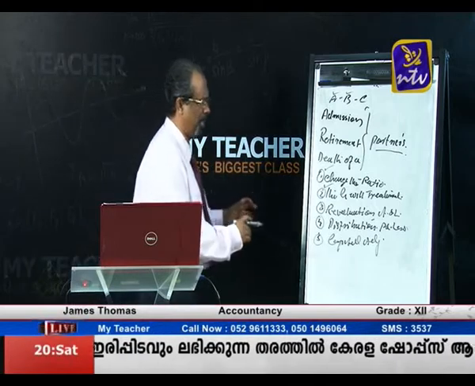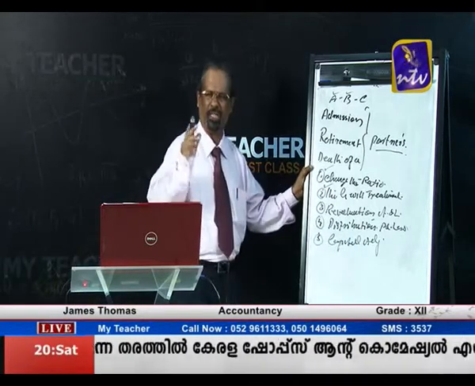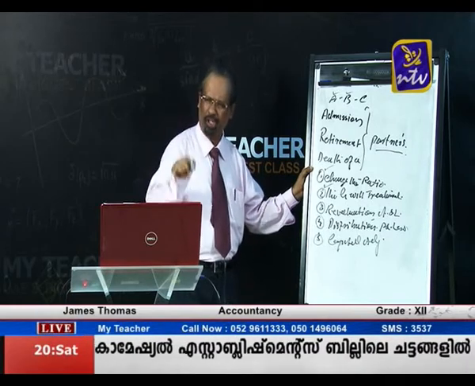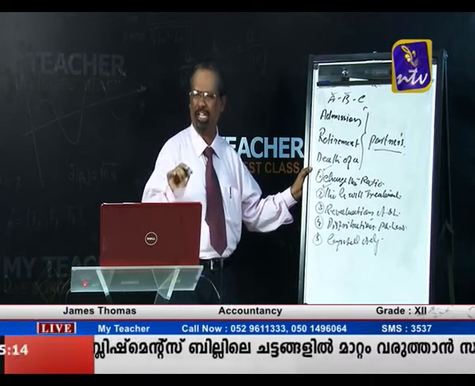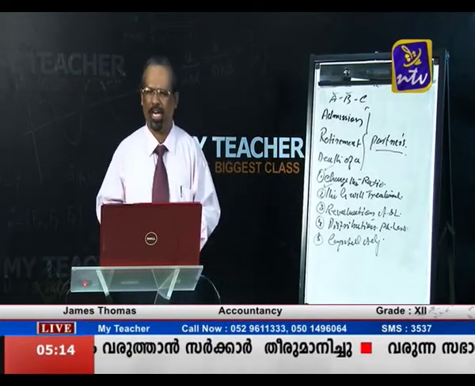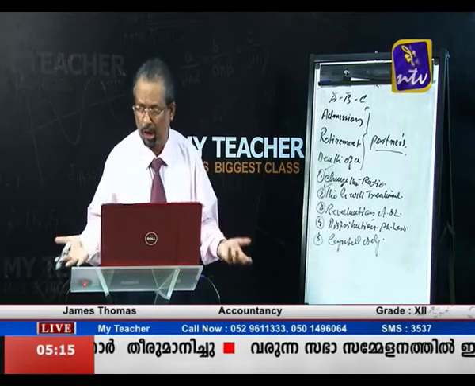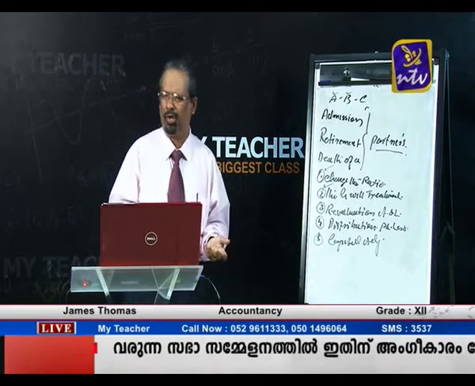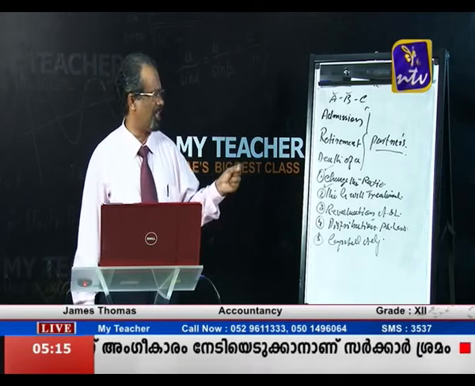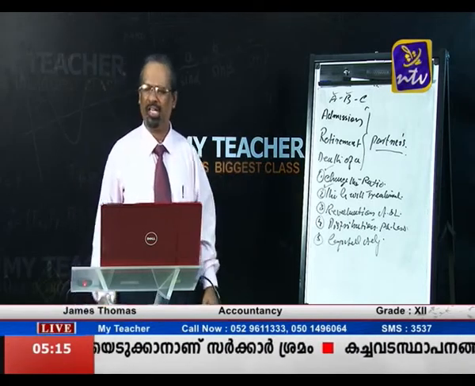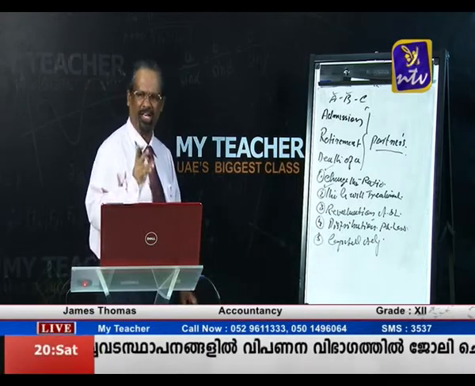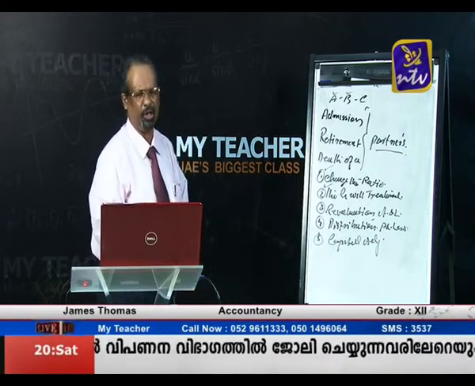Under capital adjustment, two methods are there. In the first, the new partner's capital is given, and on the basis of that we rearrange the capital of the other partners. In the second method, the new partner's capital is not given, and you find it out on the basis of the other partners' capital accounts. These are the main adjustments the existing partners make at the time of admitting a new partner.